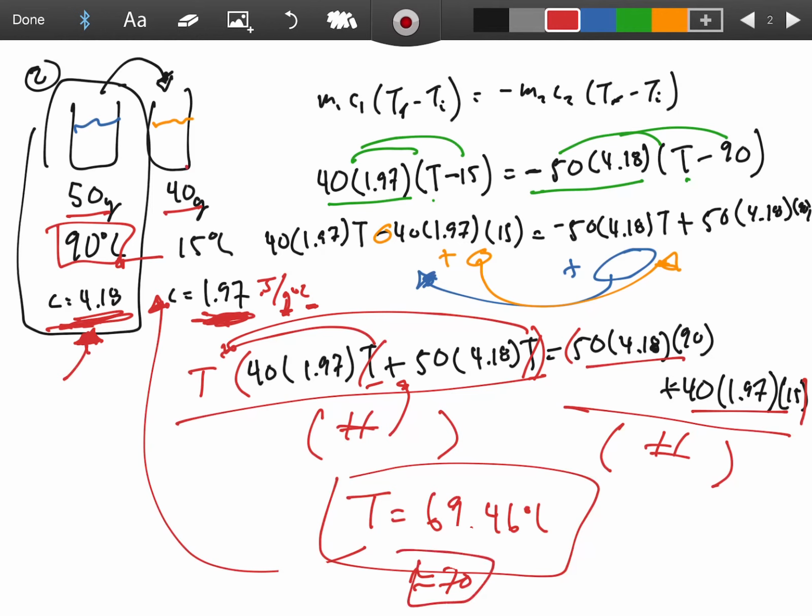And that's exactly what we found here, right? This 70 shows me that yes, it is closer to the water, right? The oil went from 15 and it raised all the way up to 70. The water went from 90 and fell to the 70. So a much bigger change for the oil, but that's exactly what I would expect based on the specific heats. Okay, so there is that.